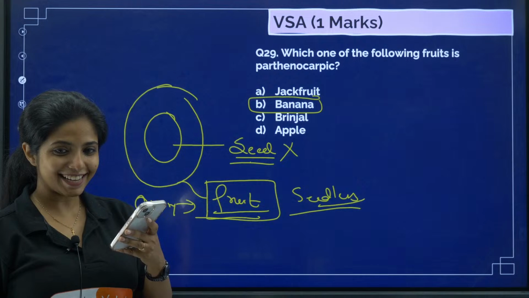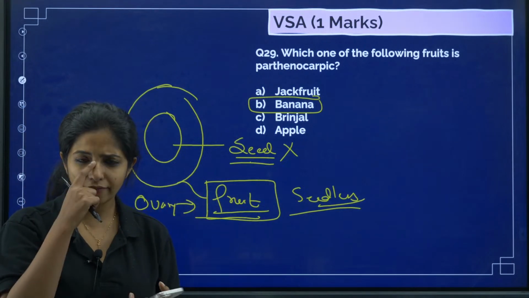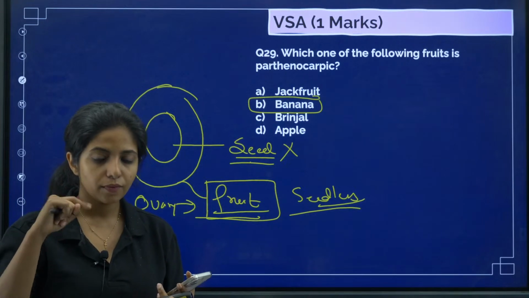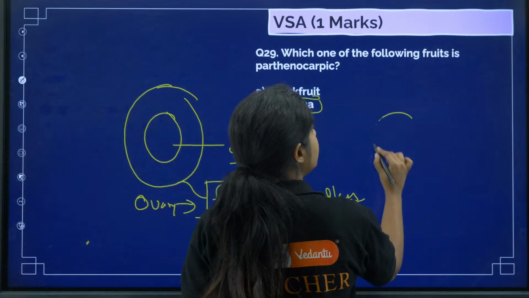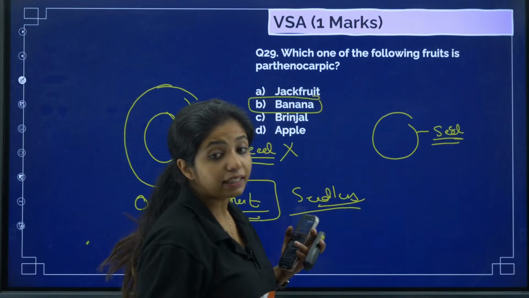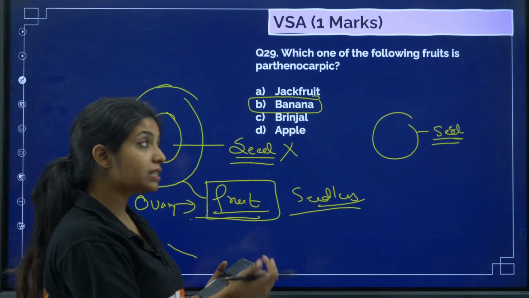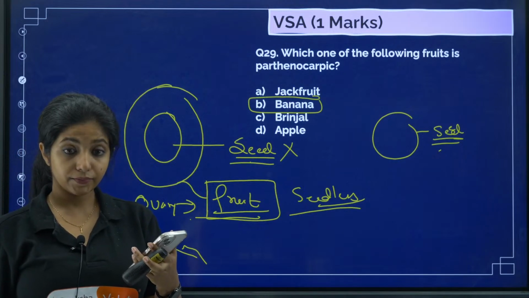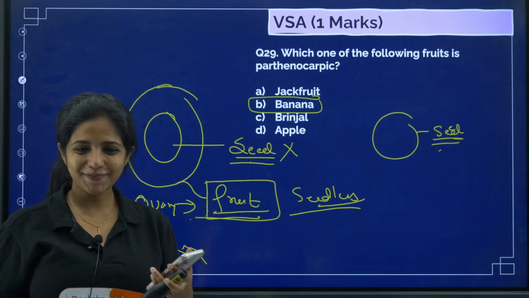Chalo, fruits without seeds and development of fertilization. Okay, my dear children, one very important thing that I wanted to ask you is, what do you call this process where seed is formed without fertilization? Here that is fruit, right? What happens when seed itself is formed without fertilization? What do you call this process? Can you tell me in the comment section over here?